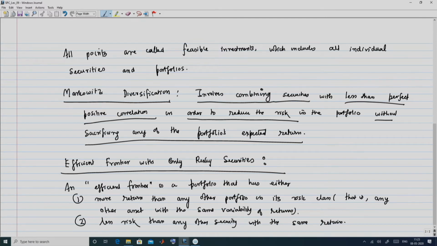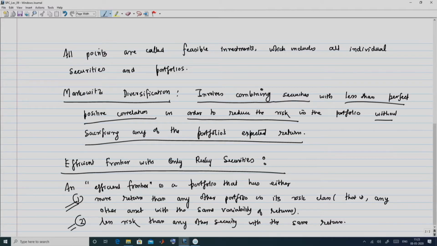any other security with the same return. So, the first thing it says is that for a given level of risk, that is either sigma or sigma square, the portfolio on the efficient frontier would be the one which has the highest level of return amongst all those portfolios which have an identical amount of risk, or equivalently, you fix a level of return and you will have numerous portfolios at the given level of return, and then you pick the one which has the least amount of risk. So, this means maximum return given a level of risk or minimum risk given a level of return, or simply the minimum variance portfolio.